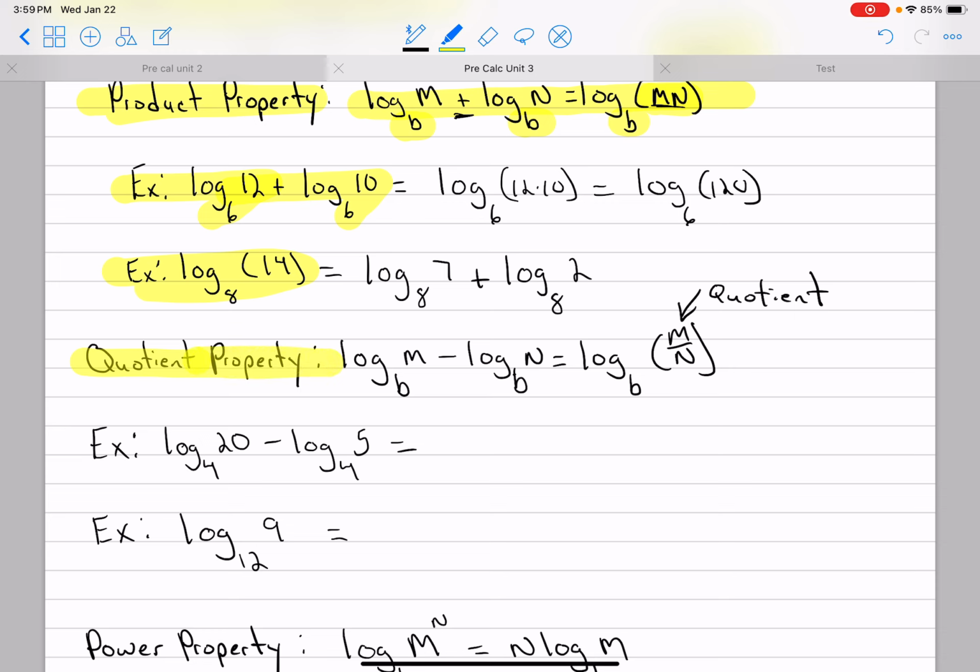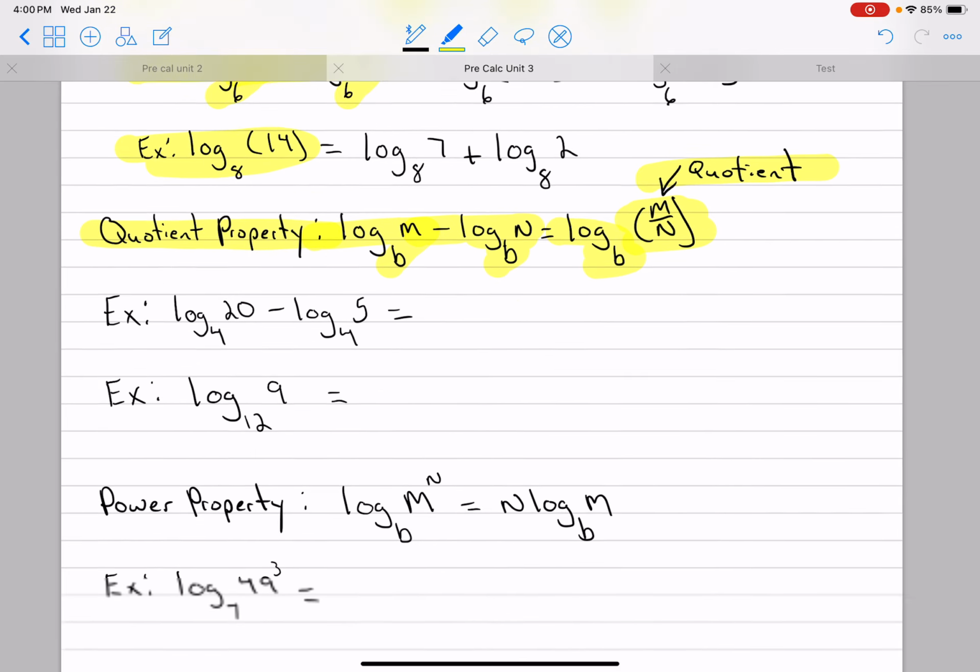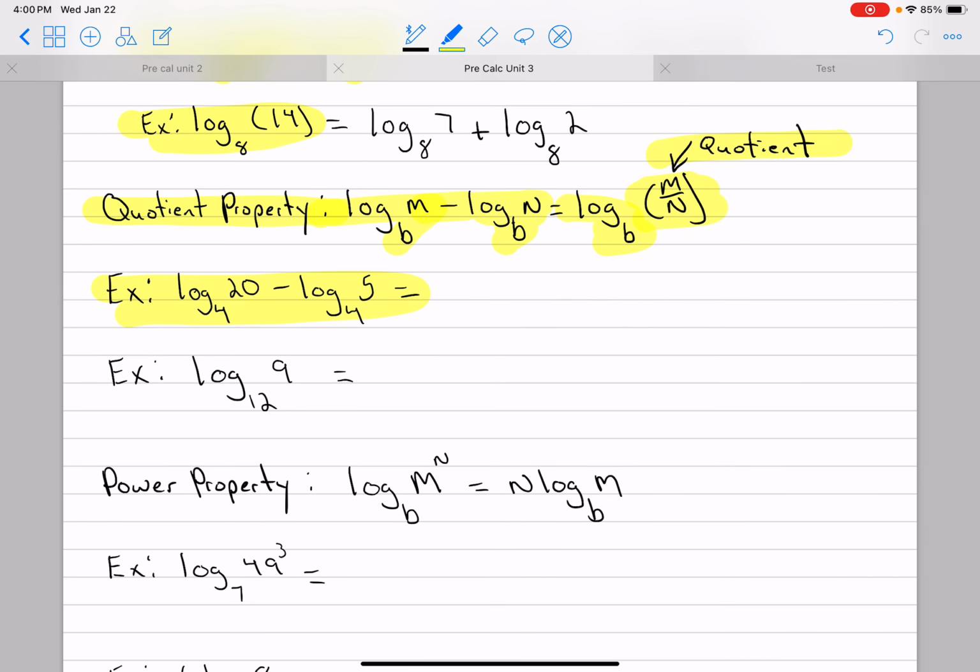Now we got the quotient property. It's like the exact opposite of that. Now you have the log base b of m minus log base b of n. So now when they're being subtracted, what do you think you're going to do? Oh, log base b, but now you divide m and n. Quotient means dividing. So why don't you put the log base 4 of 20 minus the log base 4 of 5 together using the quotient rule.